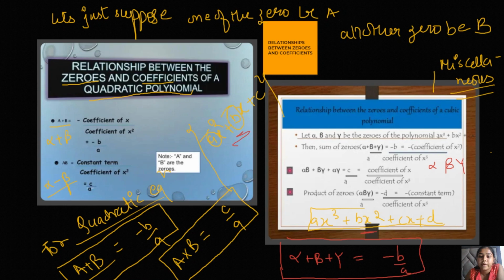Another thing is the product of the zeros is equal to minus d by a, that is minus the constant divided by the coefficient of x cube. And the last is the sum of the products of the zeros taken two at a time, that is alpha beta plus beta gamma plus gamma alpha. This will be equal to c by a, that is the coefficient of x divided by the coefficient of x cube. This is the relationship between the zeros and the coefficients.